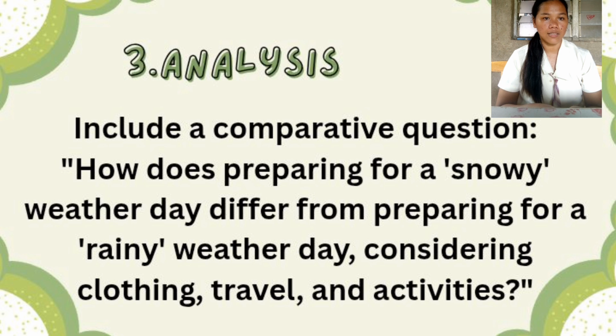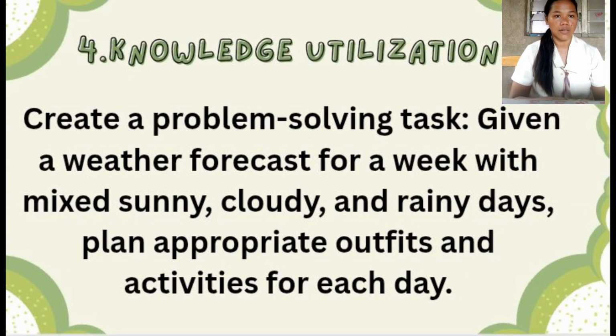The third level is analysis, or the breaking down of information. The activity includes a comparative question. For example, how does preparing for a snowy weather day differ from preparing for a rainy weather day, considering clothing, travel, and activities? The fourth level is knowledge utilization.